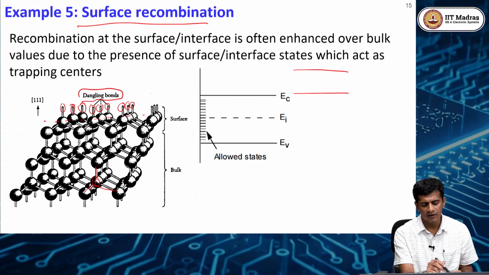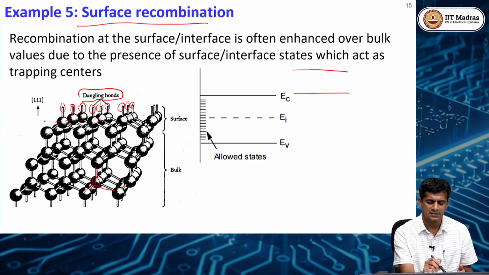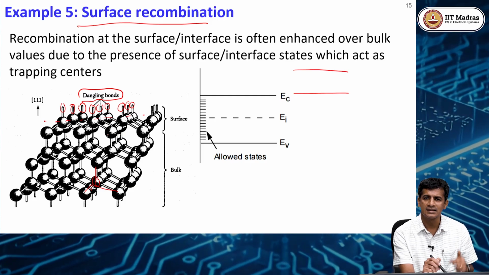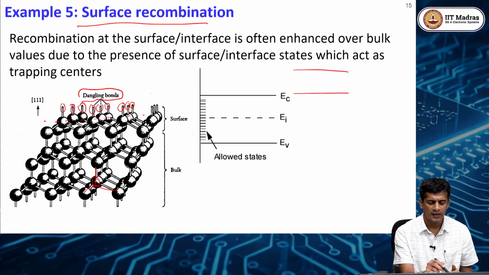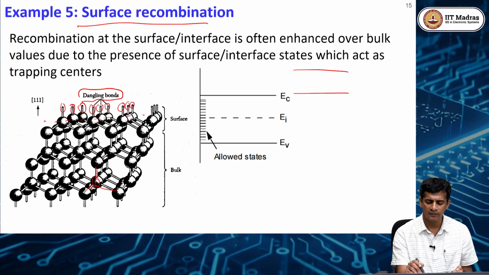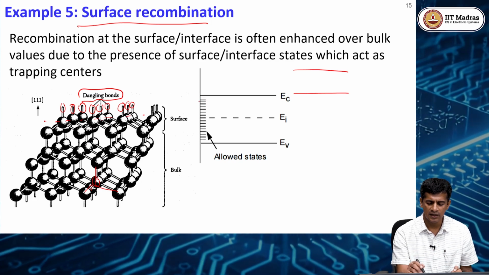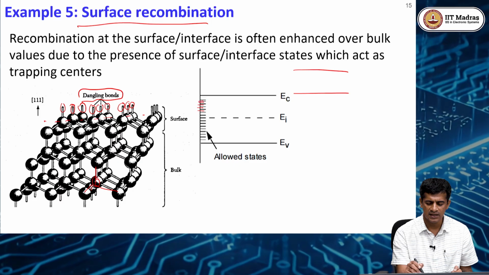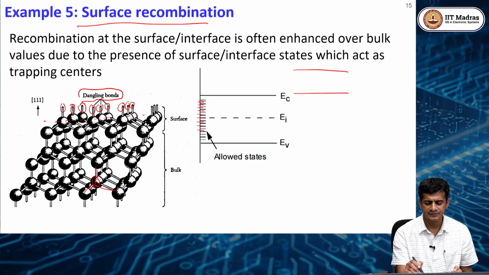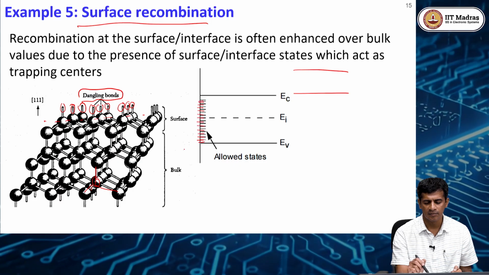So, if you try to calculate the band structure of the silicon lattice at the surface, in the presence of dangling bonds, what you will see is surface states. There will be states inside the energy band gap.